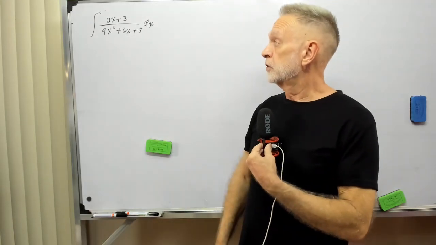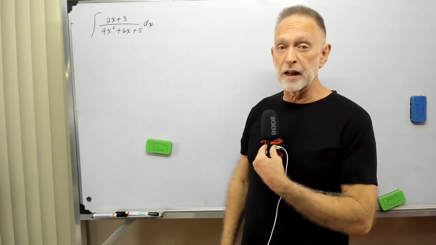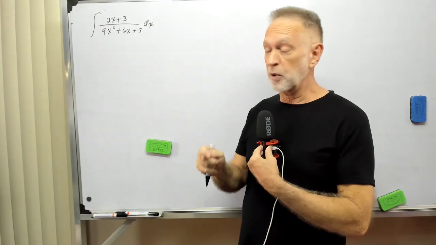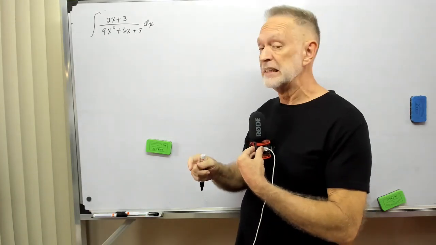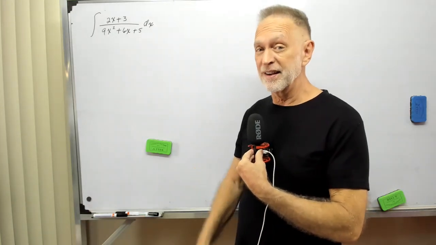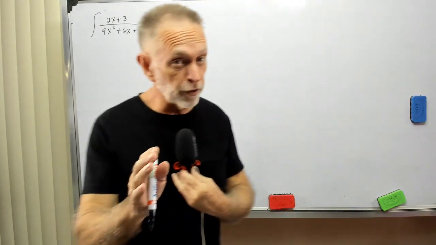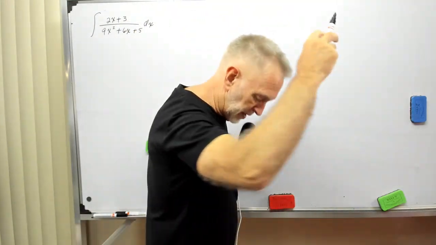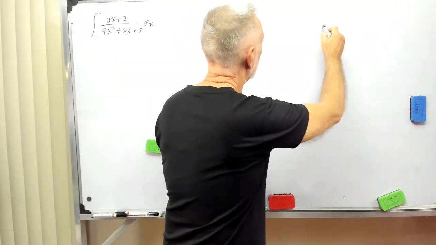The integral of 2x plus 3 over 9x squared plus 6x plus 5. What to do with that? Hey, let's get after it. Okay, you know the tools. We talk about these all the time.